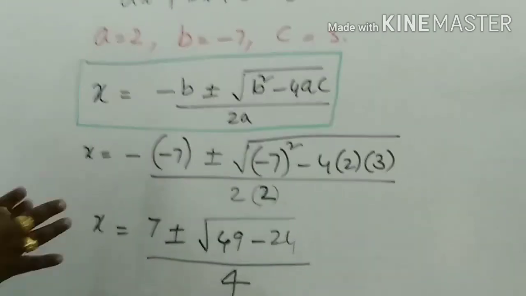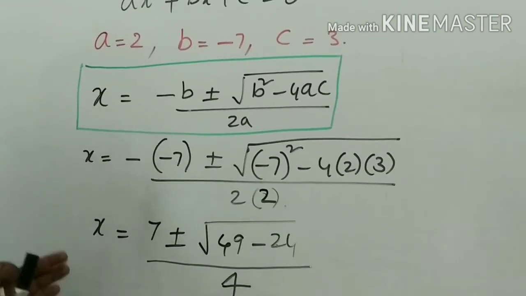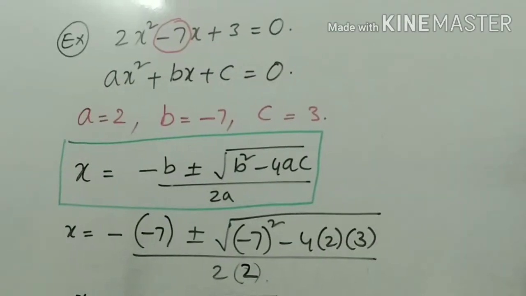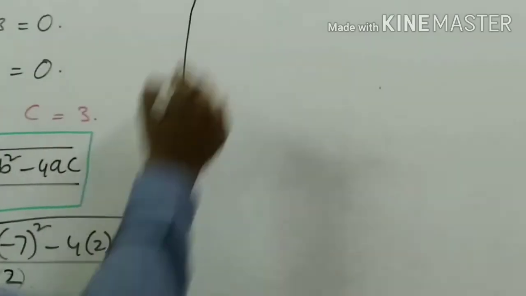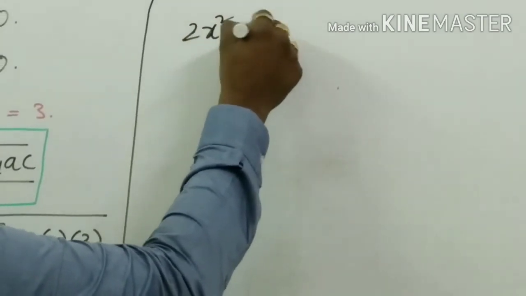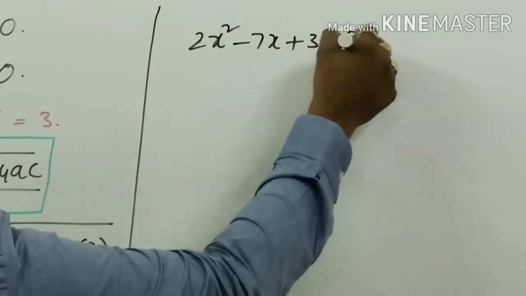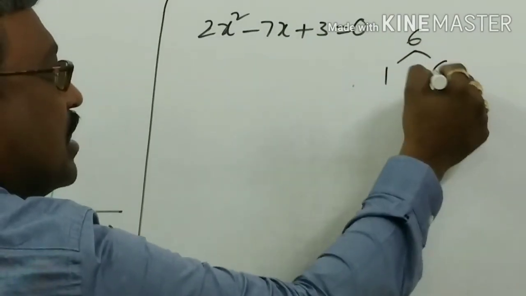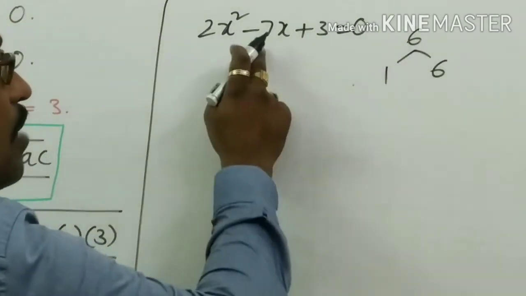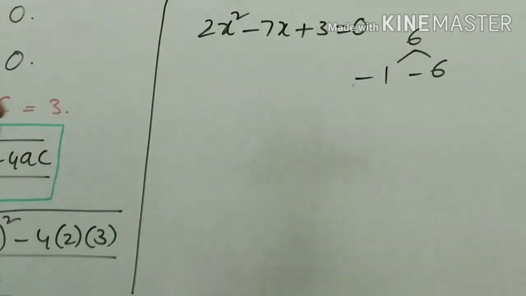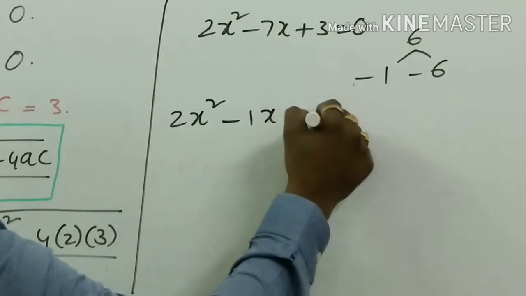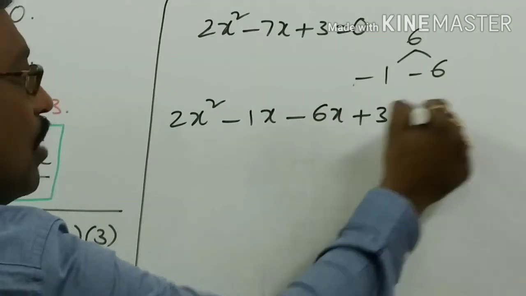Okay, the same question I'll explain in the factorization method. You will get the same answer. The same question I am taking, 2x square minus 7x plus 3 is equal to 0. 2 threes are 6, 1 six are 6. Here minus 7 is there, so minus 1 minus 6. So 2x square minus 1x minus 6x plus 3 equal to 0.